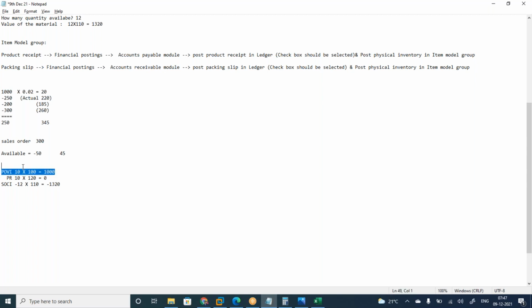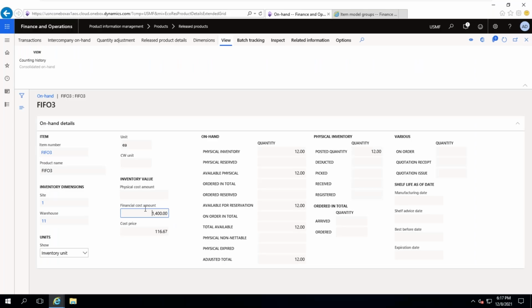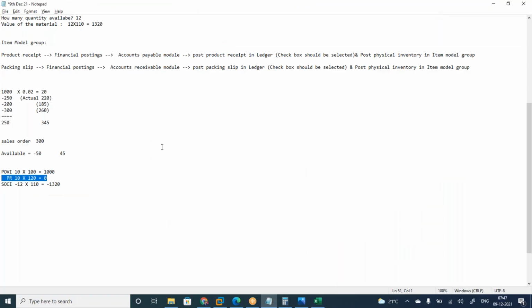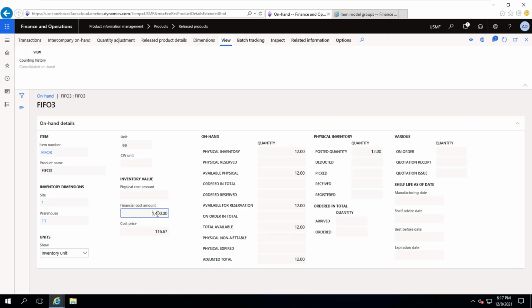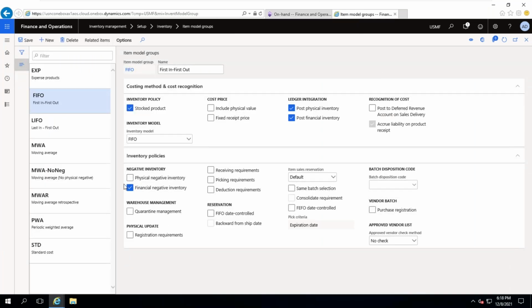So whenever it is invoiced, it is updating the financial cost amount. And here I have not done it, I only did product receipt, so the financial cost amount is not updated. Physical cost amount is there. Here it is 1200, here it is 1000. Now I'm selling 12 quantity, then the financial cost amount is updated with minus 1320. That means here it will show you minus 320. It should be, so it is required.